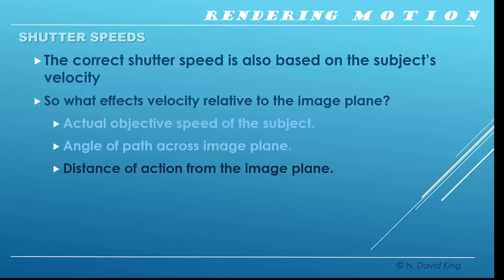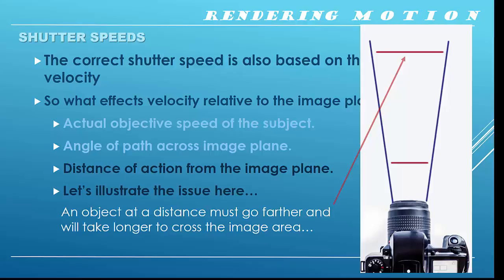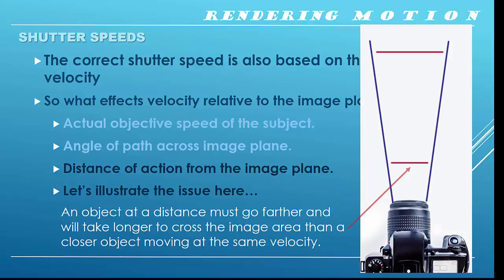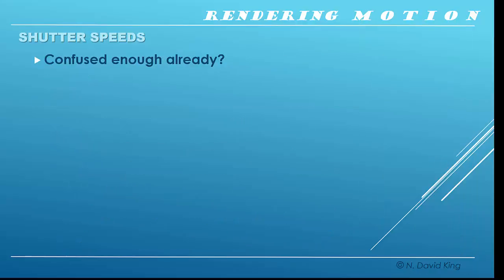How about the distance of this action from the image plane itself? What if it's going on further away? Well, let's illustrate why that's a factor. Here, this red line out away from the lens makes it clear that an object at that distance has to go farther and is going to take longer to cross the image plane than something that is closer to the image plane that isn't going to have to move as far. So effectively, that object at a distance is moving slower than the one that's closer to the image. Those have to be factored in attempting to find the right shutter speed.